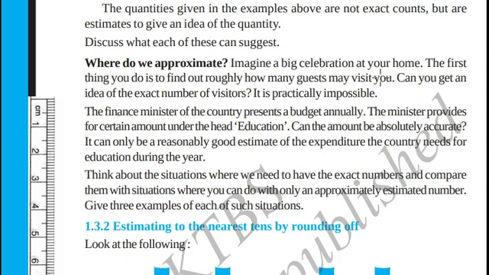Imagine there is a big celebration at your home. The first thing that you will do is find out roughly how many guests may arrive. Imagine you invited your best friend. You may imagine that only your best friend comes to the big celebration, but it is not the case. Your best friend could bring two of his siblings. The number you have roughly imagined is not the same because your best friend is bringing two more people to the celebration. So it is practically impossible to get an idea of the exact number of visitors.